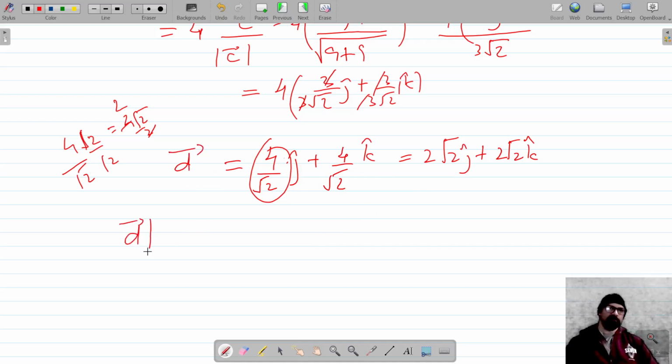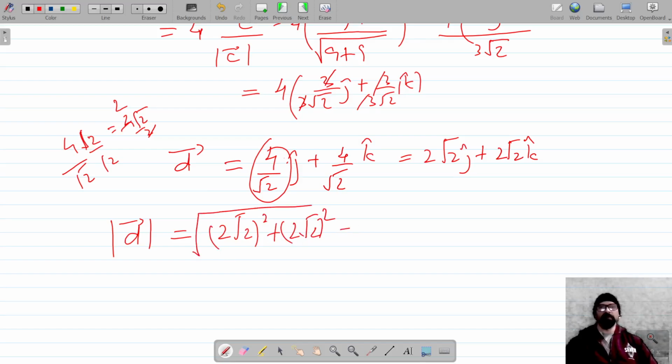So first of all, let's find out its magnitude, which should be 4. So the magnitude is the square root of 2 root 2 the whole squared plus 2 root 2 the whole squared. So 2 root 2 the whole squared is 4 into 2, that is 8. 8 plus 8 is 16, whose root is 4.